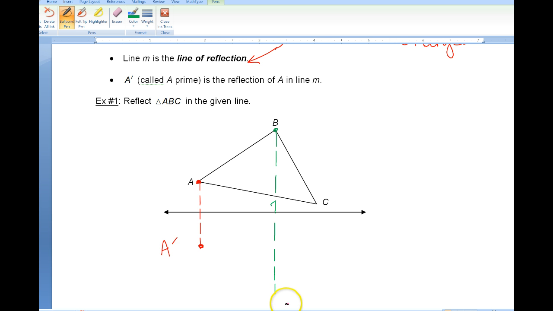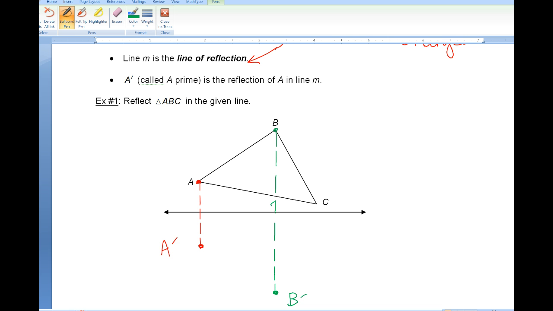So if I actually measured it, mine is about 11 and a half, so you could go 11 and a half is about here. So I went way further than 3 centimeters. If you measure, yes, you're going to have a lot more accuracy in your picture. Your reflection is going to look more like the original.